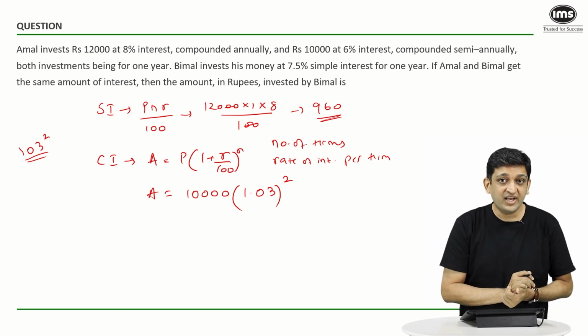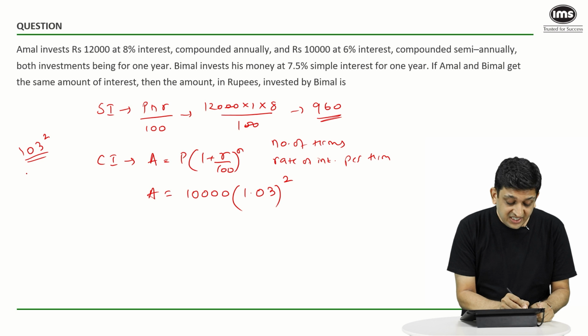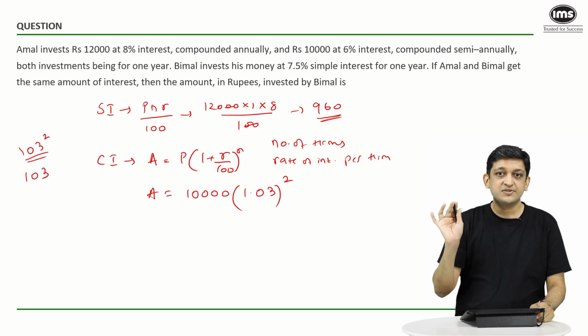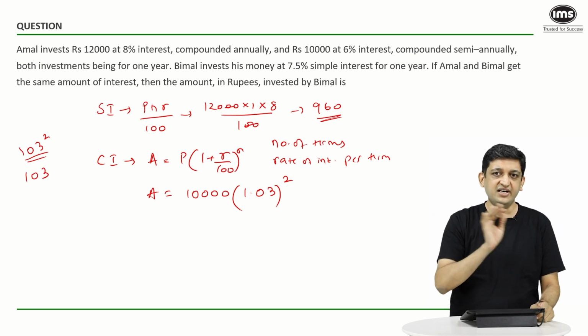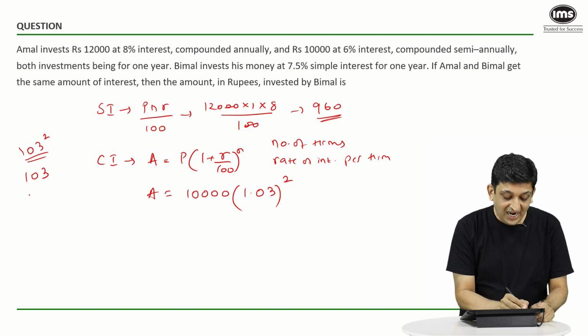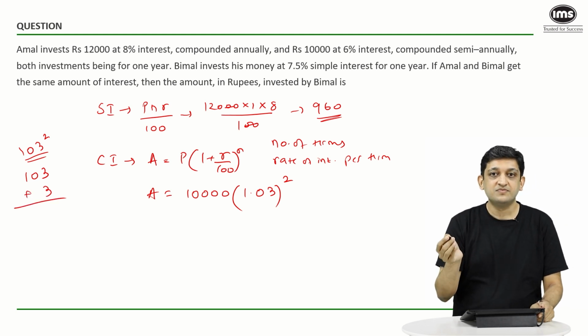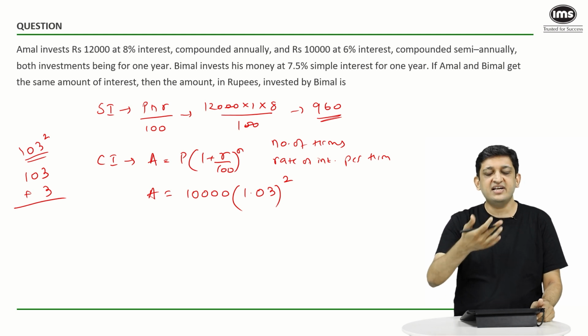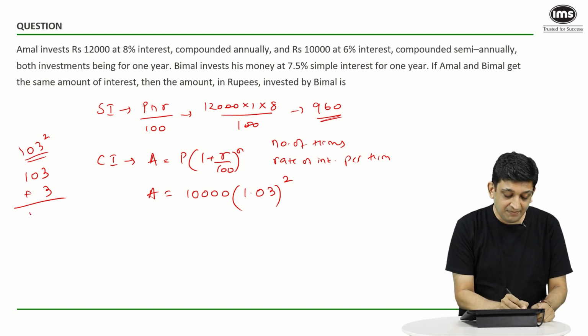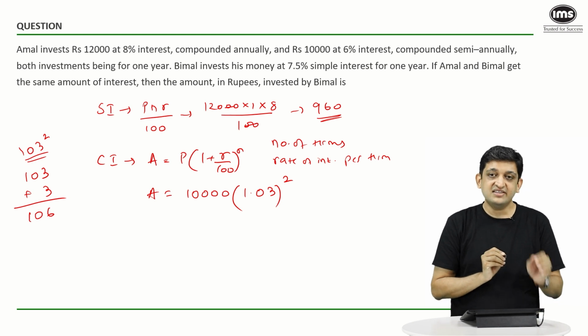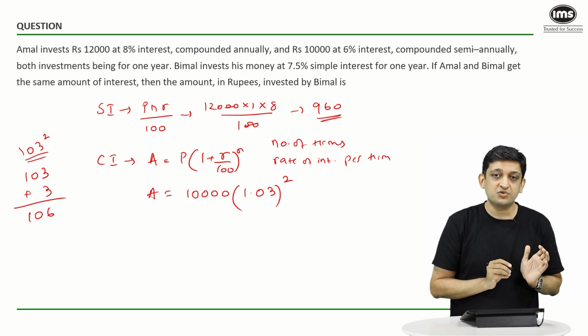So 103 square is what needs to be done. We need to write this 103 as it is. So don't think about anything else. Just write 103 as it is. Add whatever is the surplus from 100. So if you look at 103, it is 3 greater than 100. So 103 plus 3 will give you 106. That is going to be the first part of your square.